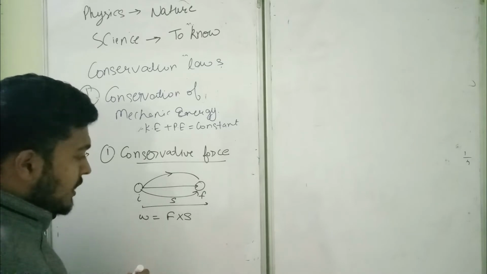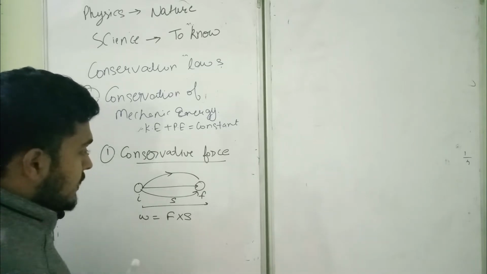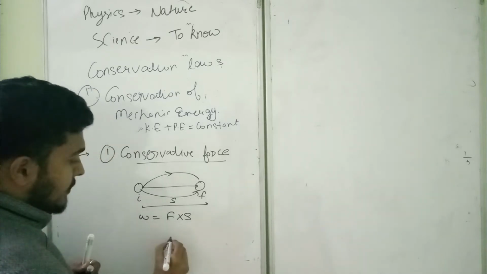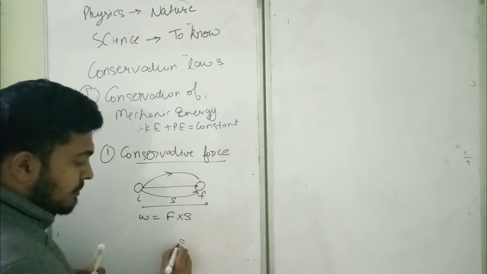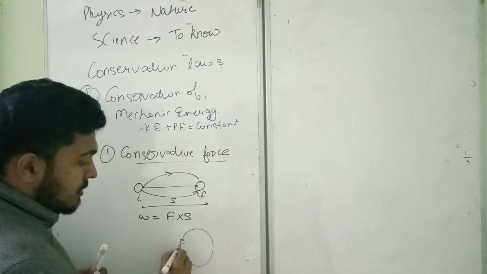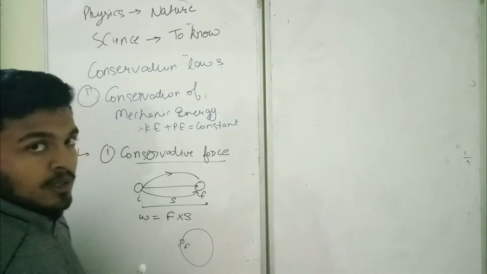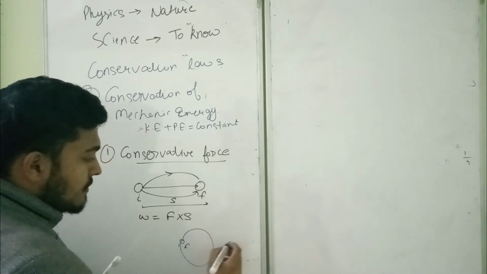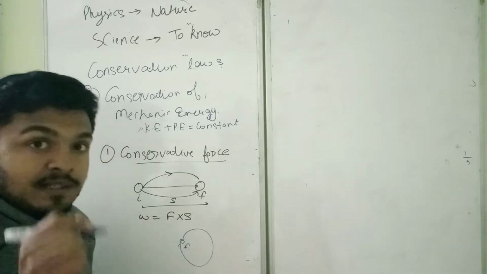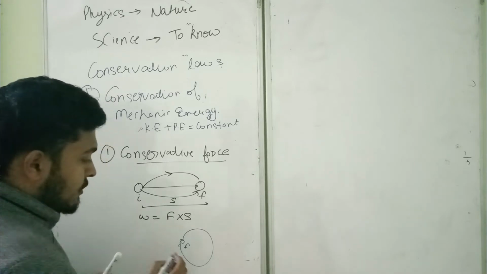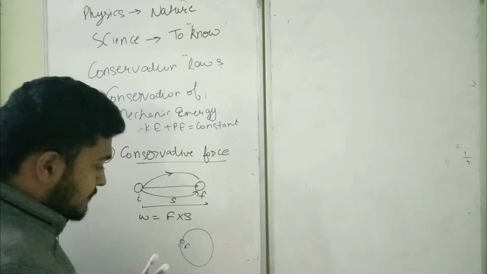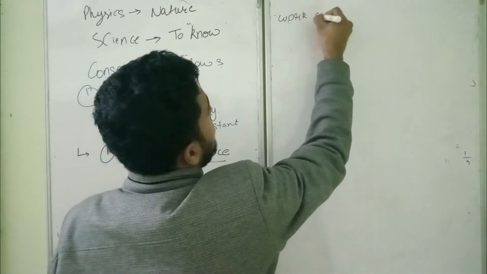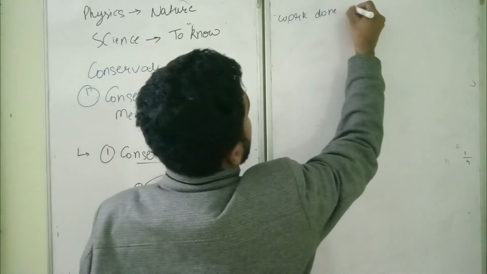Also, here we want to say that if you start from this initial position and then come back to this initial position, in a closed loop, meaning the initial position is equal to the final position, then the work done should be zero if the force is conservative. So the work done in a closed path.